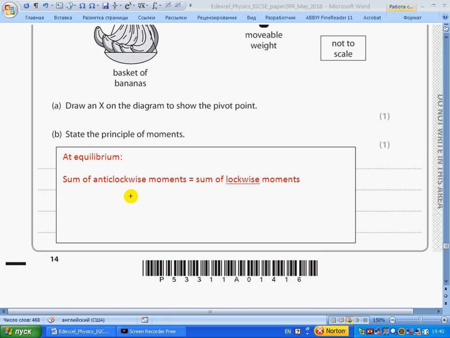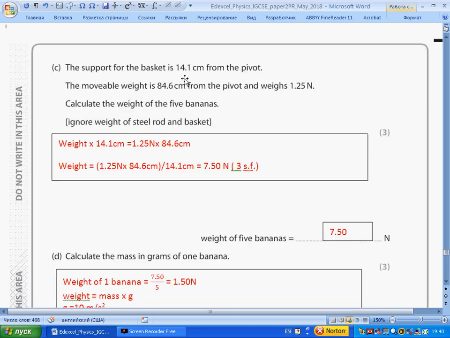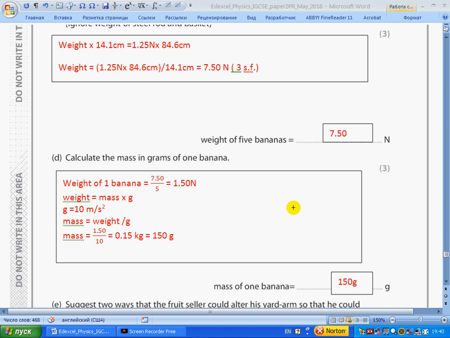State the principle of moments. At equilibrium, the sum of anti-clockwise moments equals the sum of clockwise moments. The support for the basket is 40.1 centimeters from the pivot. The movable weight is of a given size. Calculate the weight of the 5 bananas. Ignore the weight of the steel rod and basket. So weight times distance equals another weight times distance. Rearranging for the weight of the bananas, keeping 3 significant figures, we get 750.